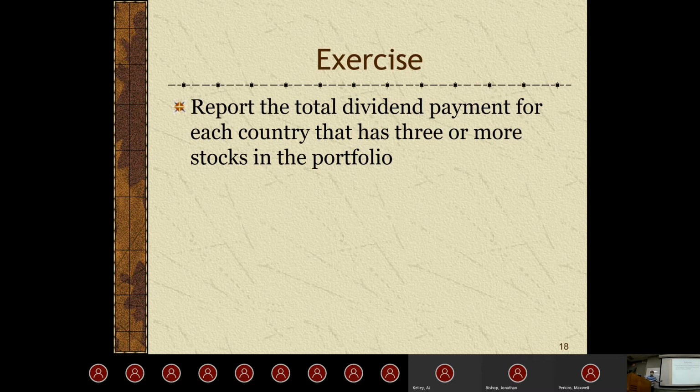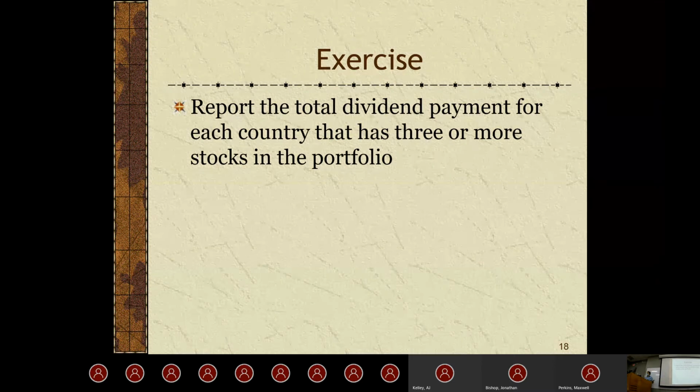And then in this case, it says 3 or more. So we're just going to do having count star greater than or equal to 3. So is that clear to everyone? So again, that's how we're going to do this.